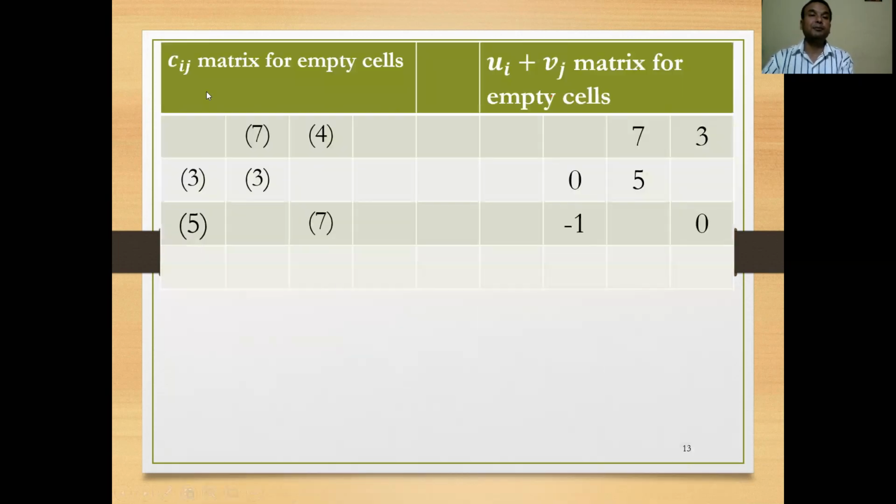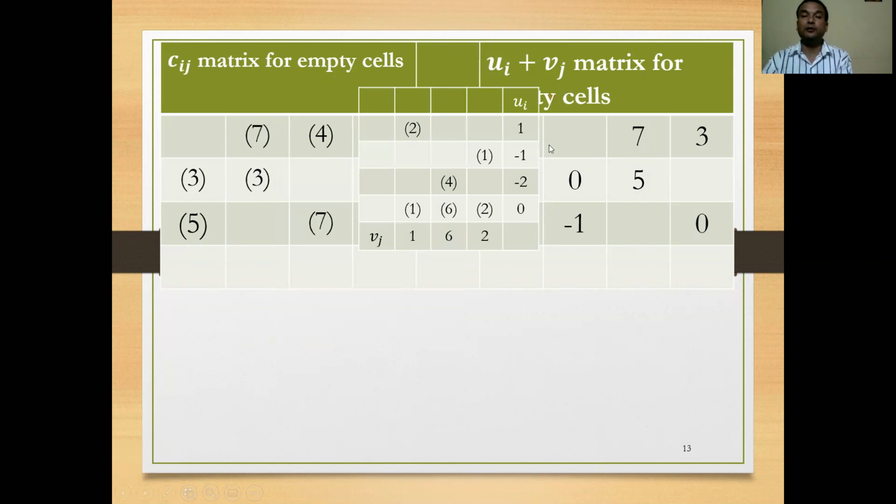And here we have taken this Cij matrix for empty cells. These are the allocated costs for the empty cells, and that's why these are written inside brackets, and these are the values for Ui plus Vj. We have taken the chart again so that we can easily understand. This position is U1 plus V2. What is U1 here? 1, V2 is 6. So 1 plus 6 is 7.